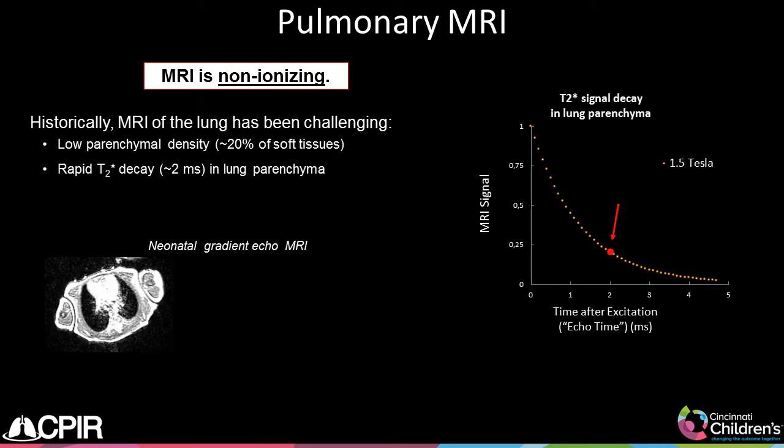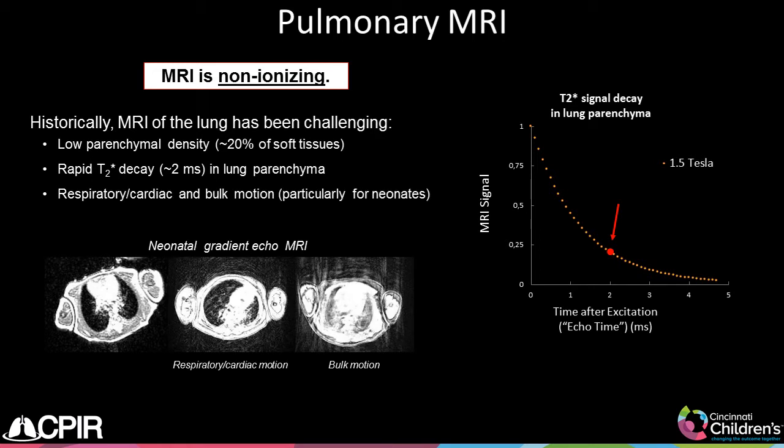A major challenge is the low proton density of the lung parenchyma, which is about 20% of muscle density. As well, magnetic susceptibility gradients at air-tissue interfaces within the lung parenchyma result in a short T2* on the order of about 2 milliseconds at typical field strengths. This requires rapid data sampling after spin excitation and maximization of k-space coverage while minimizing the acquisition time. The long pulmonary T1 requires small flip angles or long imaging times, and image quality is further degraded by respiratory and cardiac motion, particularly in neonatal populations. For these reasons, pulmonary MRI has historically been challenging.